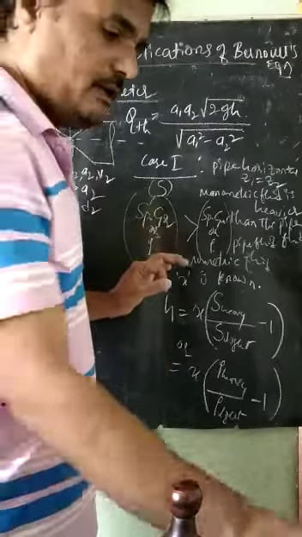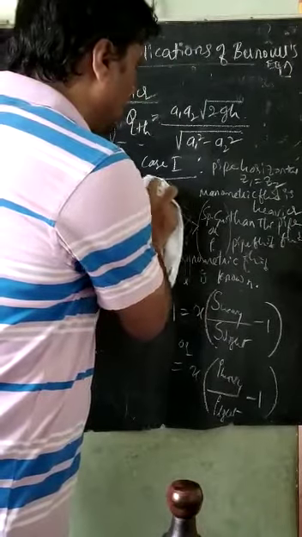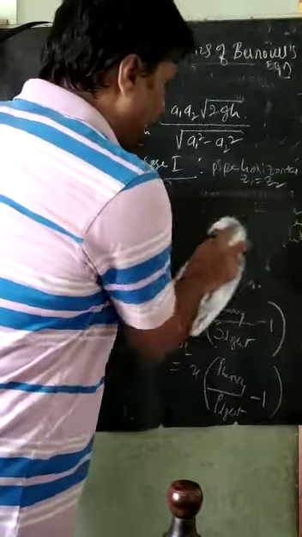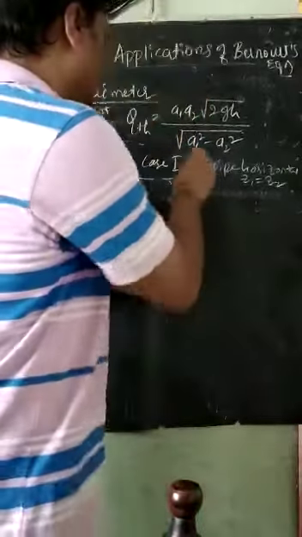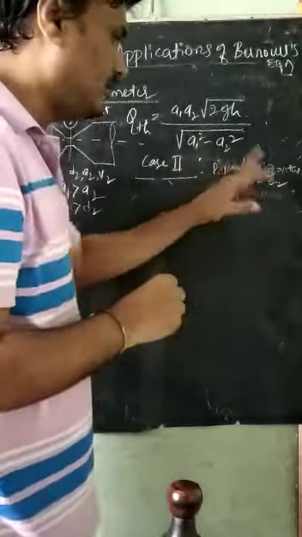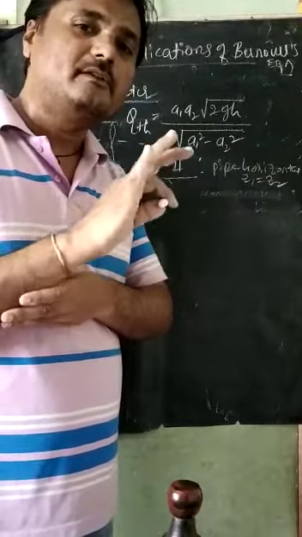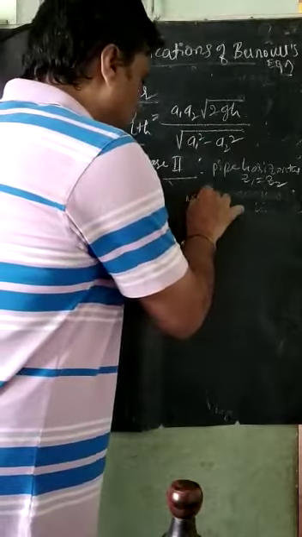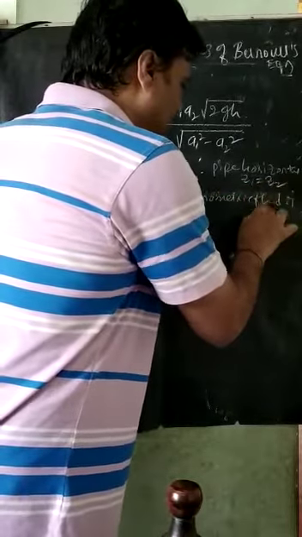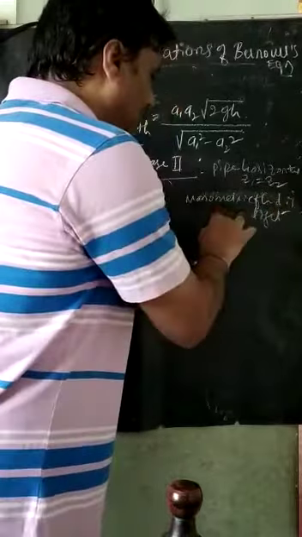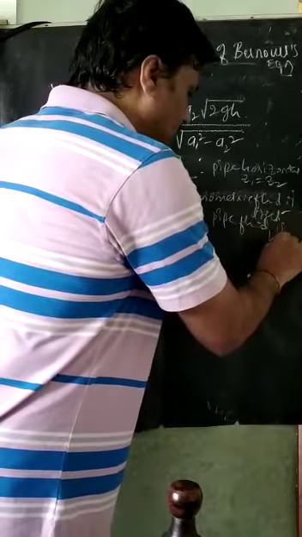The same applies in case 2. Let me make it into case 2 here. In case 2, the pipe is horizontal but in reverse. That means the manometric fluid is light, and the pipe fluid is heavy.